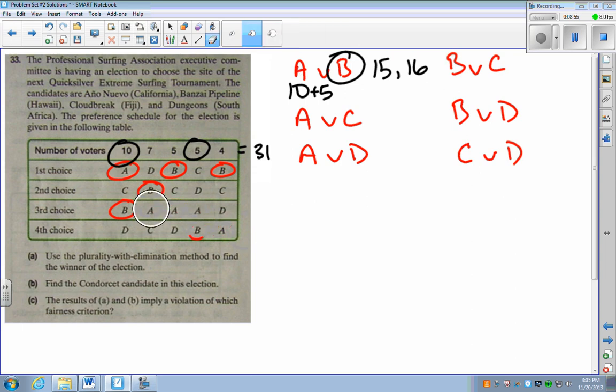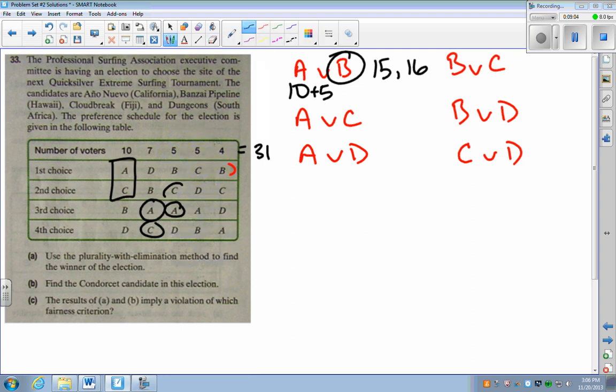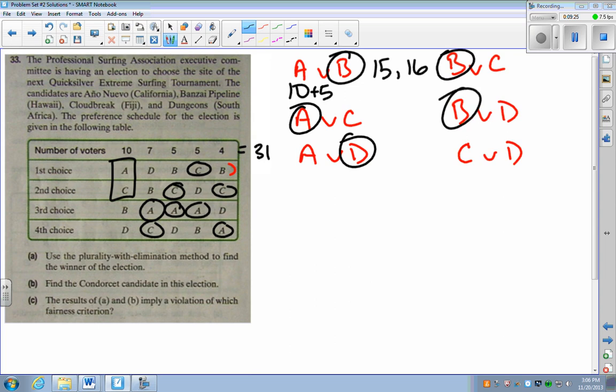So if we're doing A versus C, you're only looking for all the places where A and C are on the ballot. So we only care about this, this, this, this, and this. Now I'm going to go ahead and just circle all the winners. You guys can count them all up. A versus C, A wins. A versus D, D's a winner. B versus C, B's a winner. B versus D, B's a winner. C versus D, C's a winner.